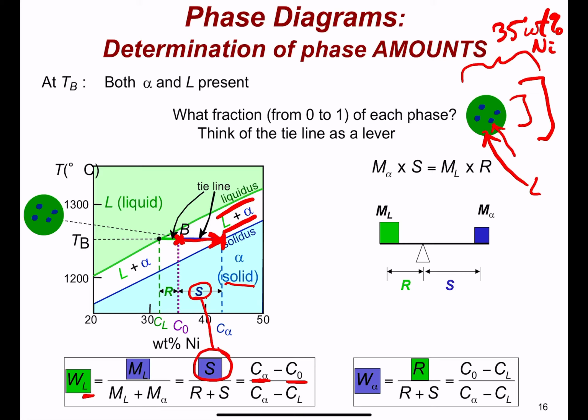S is our numerator. It's the distance of the segment of the tie line that takes us from the point of interest to the opposite phase of interest. Our denominator is the whole tie line's length. So we see that as the S value plus the opposite missing piece, which is the R value. Okay, so that is simply the limits of the x coordinates for the full tie line, C alpha minus C L.